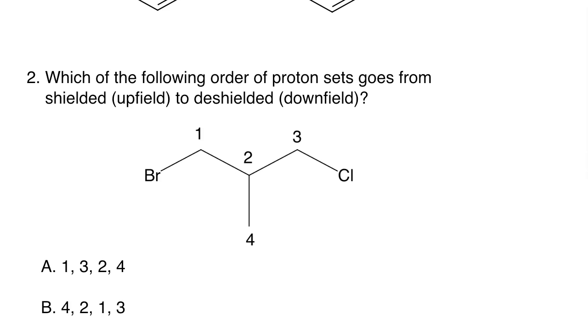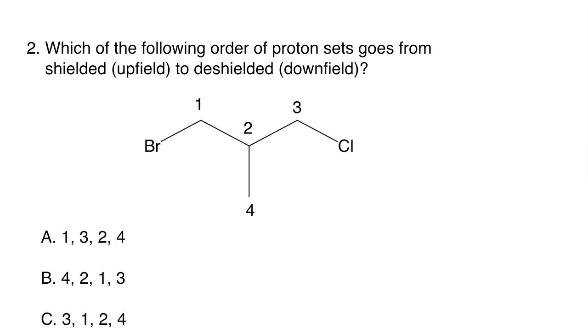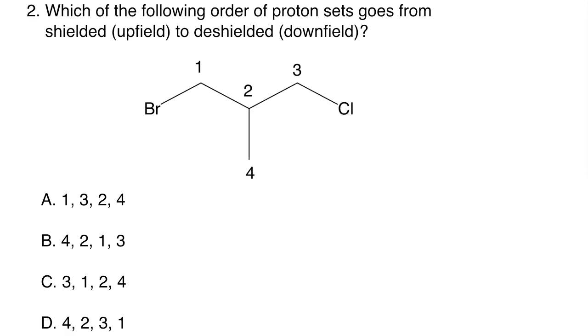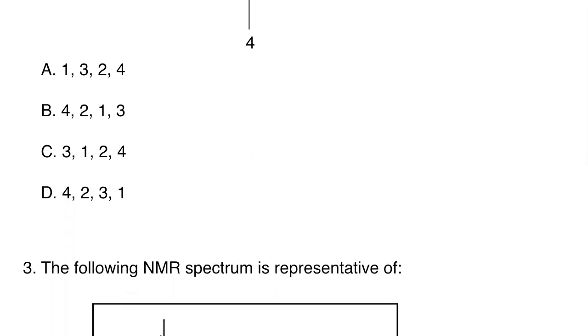Number 2, which of the following order of proton sets goes from shielded or upfield to deshielded downfield? So just to be clear, when you're ranking these proton sets, you want to have the one that is at the lowest ppm, or upfield, first, and then the one with the highest ppm, or the one that would be most downfield, as the last option when you're working on that. So you can analyze that structure and figure that out.